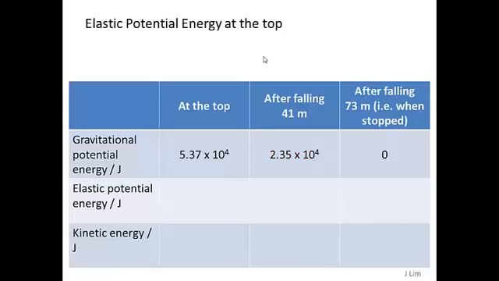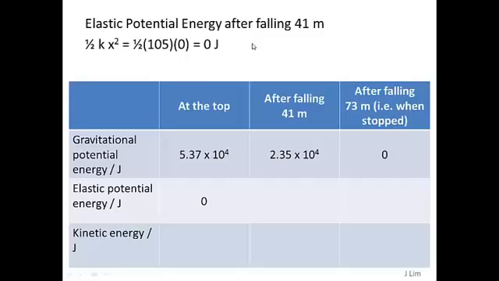Elastic potential energy at the top, half kx squared. In this case, x is 0, so that will give us an energy of 0. The rope has not extended yet. After falling 41 meters, in this case, the rope has not extended yet also, because the natural length is 41 meters. Therefore, the elastic potential energy is 0.